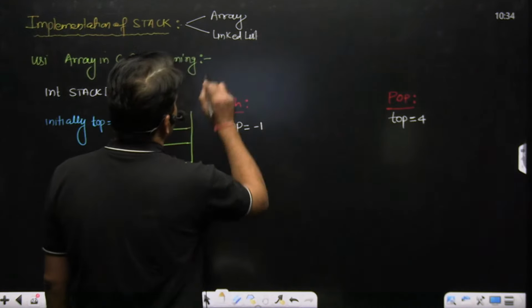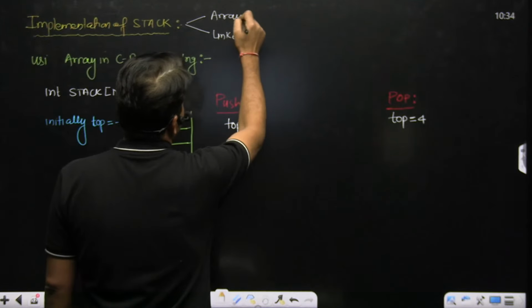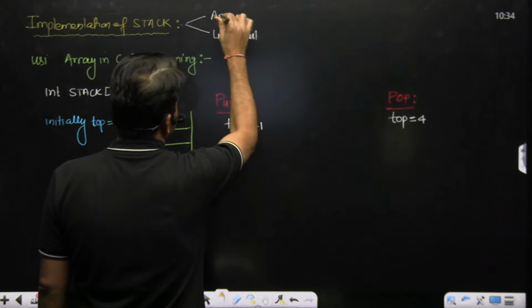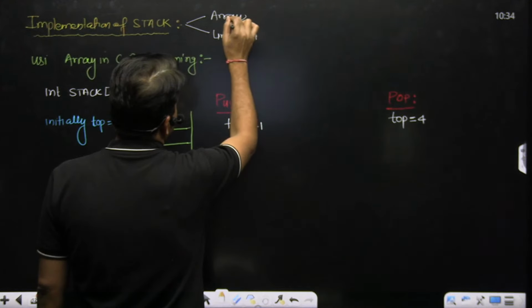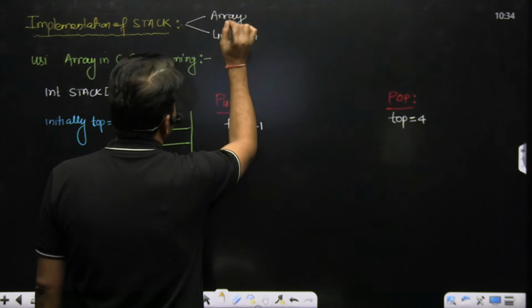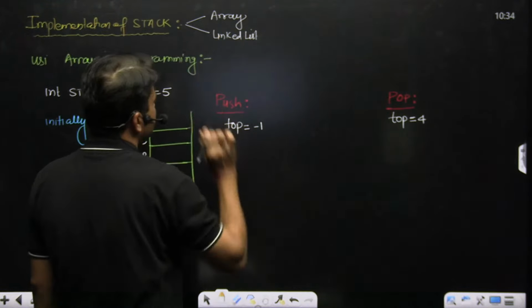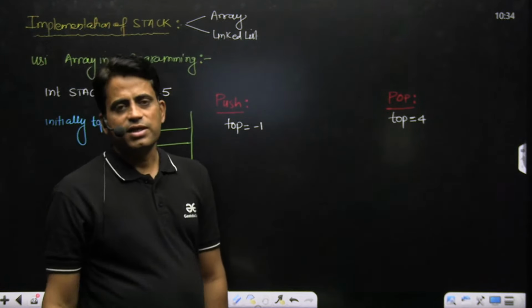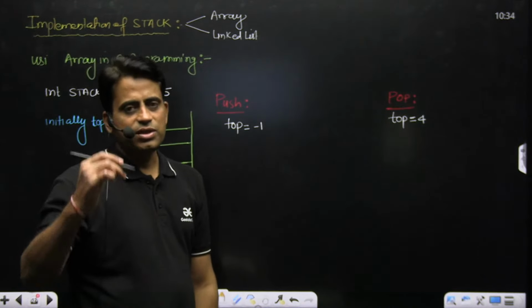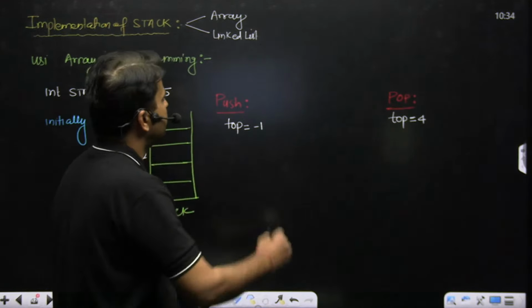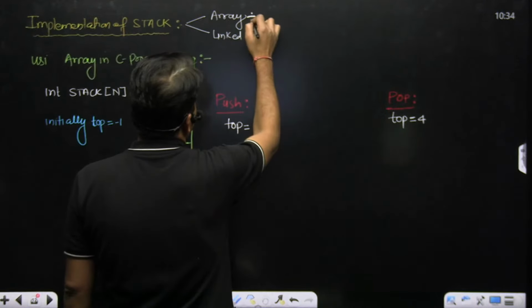array and linked list. Array is a fixed memory allocation, right? Linked list is a dynamic memory allocation. In an array, you cannot increase or decrease the size of a stack. If you implement a stack through an array, then you cannot increase or decrease the size of the stack at runtime. But if you implement it through a linked list, then you can increase or decrease the size of the stack at runtime, right, student?